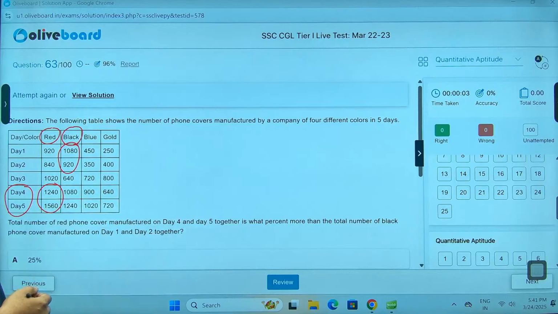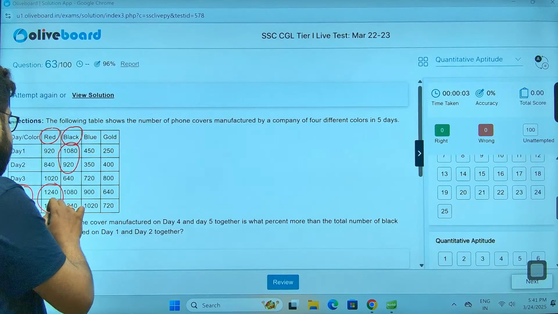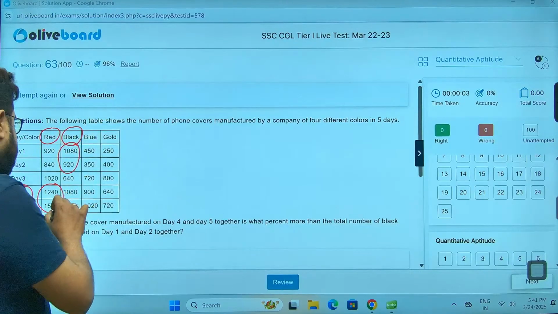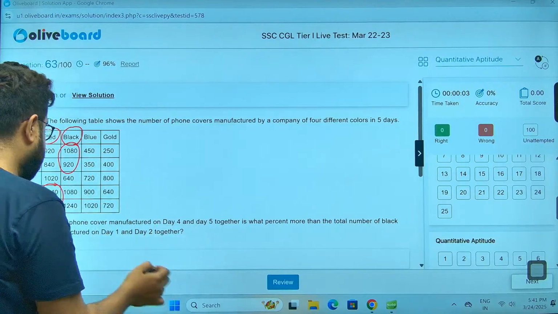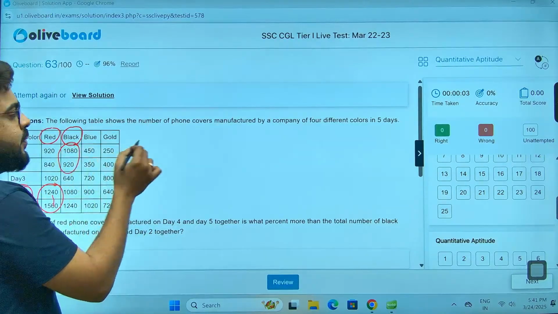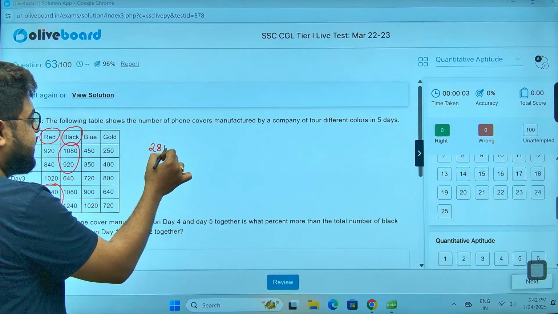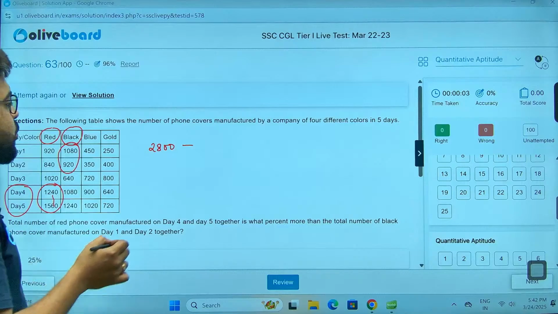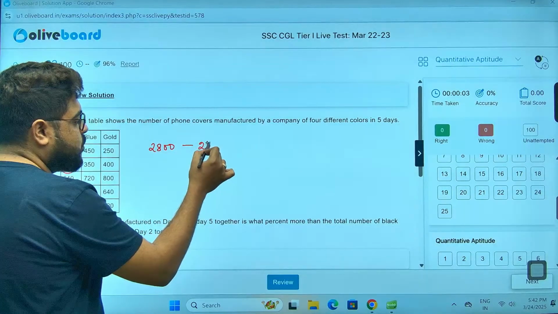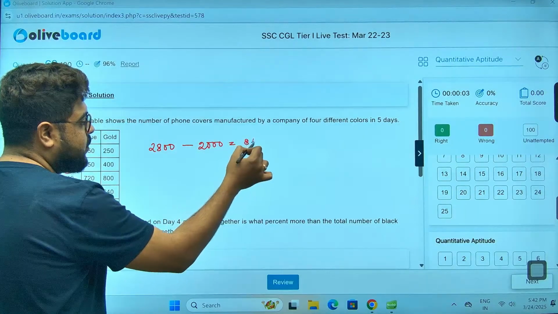Percentage is percentage. So do one thing, sir. How much more do I need? So 1240 and 1560, sorry, it will be 1500 and 1300, which means 2,800. Minus, how much is this? This is 1,000 and 1,000, 2,000. This much more, sir, is 800 more.